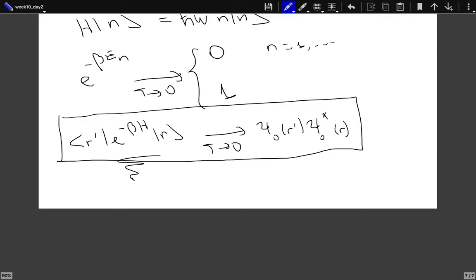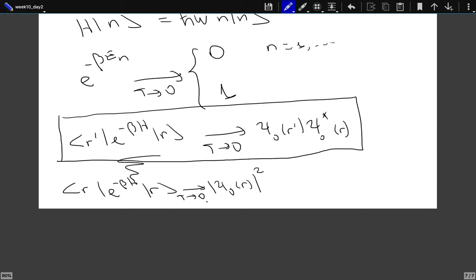If it's a large number, that matrix element just gives me the product of the wave function at different points. If I take the low temperature limit, t goes to 0, and calculate the left-hand side by some other means rather than using the eigenfunctions, then from that knowledge, I can calculate the wave function.